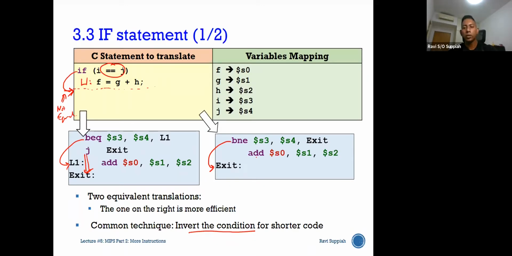So I will execute this line only if S3 equals S4. Correct, I will only execute the addition if S3 is equal to S4. And that is exactly the same logic that is shown here in the C. All right, and this second implementation here is more efficient because it is able to avoid that additional jump instruction there.